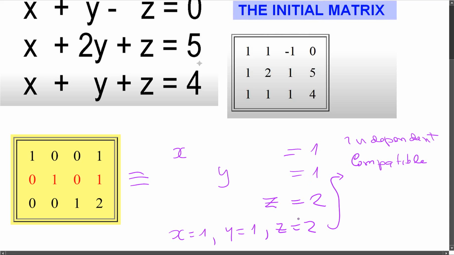Try the solution here. 1, 1, 2 for x, y, z, and check. x plus y minus z equals 0. x plus 2y is 3, plus z is 2, 5, equals 5. And then x, which is 1, plus 1 is 2, plus 2 is 4. Very good. It is the solution of the problem.